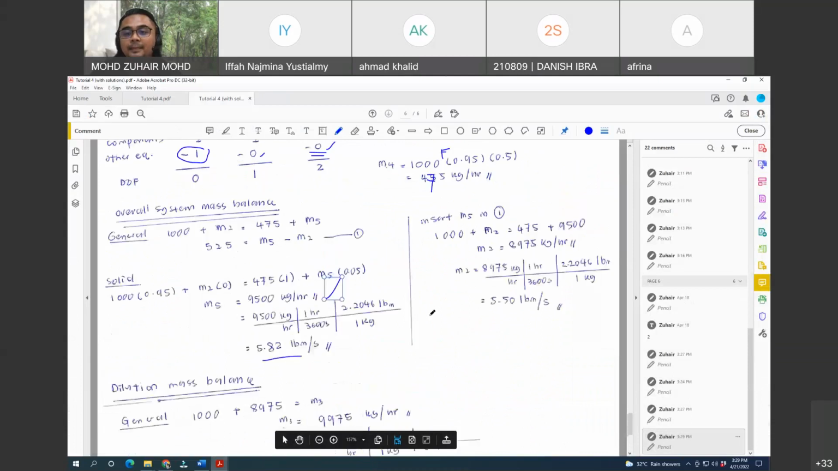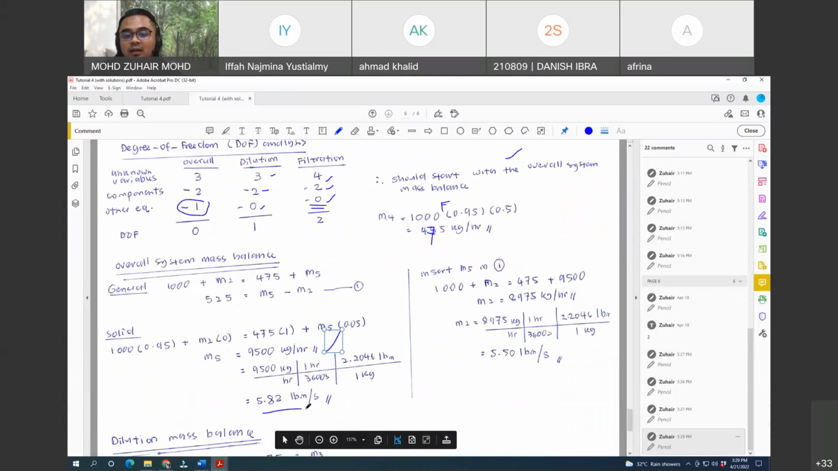Sorry, M2 also. Okay. So we have M5 and then we can get M2 here, M5. So M2, we're going to get 8,975 kg per hour, which can be converted to pound per second. So this is the answer for M2 and M5.